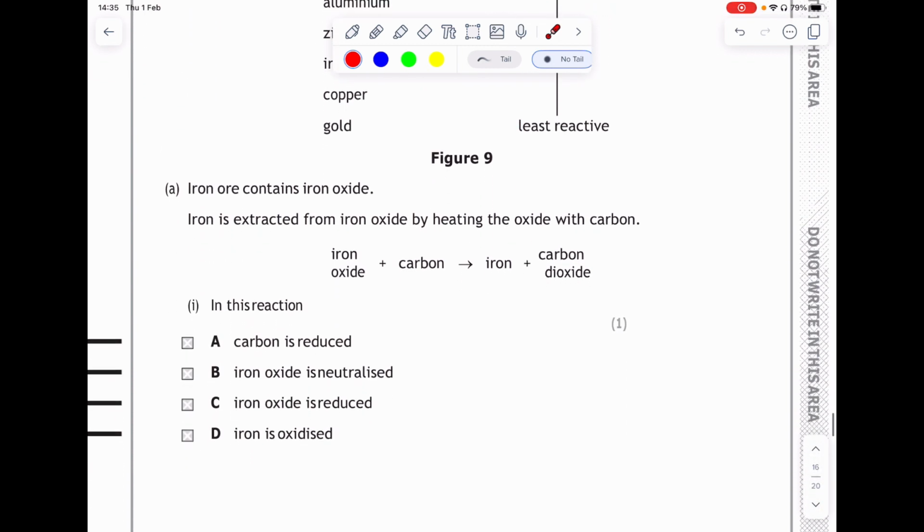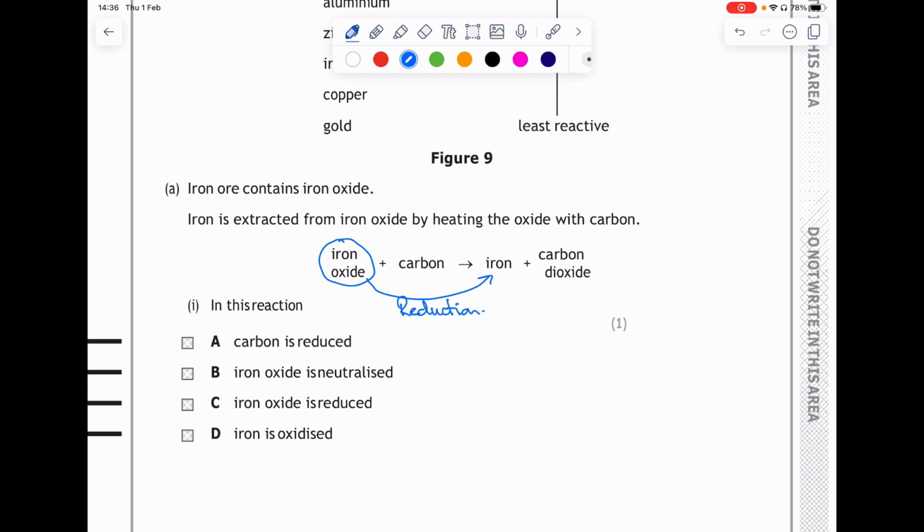So the first question is, iron ore contains iron oxide. Iron can be extracted from the ore by heating it with carbon. So if we look at what's gone on here, my iron oxide has oxygen with it, and after the reaction with carbon, it just becomes iron. What we've done there is we've removed the oxygen, and removal of oxygen is called reduction.